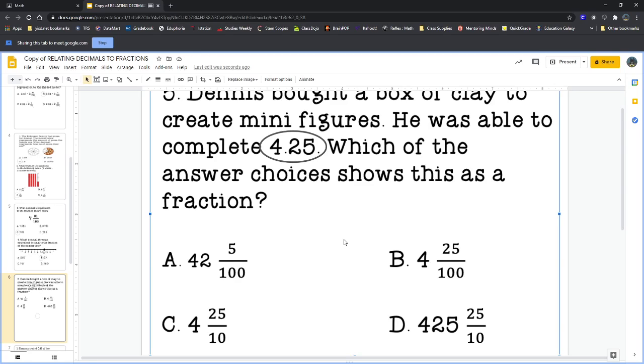We've talked about this on a couple of problems today. Any number in front of the decimal needs to be in front of the fraction. I'll say that again. Any number in front of the decimal needs to be in front of the fraction.